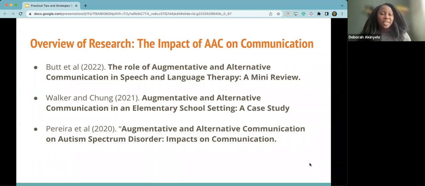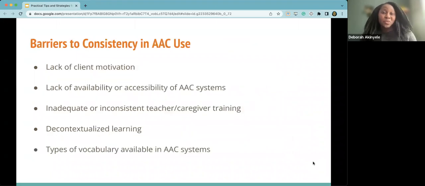And so one of the challenges that can be found when it comes to the research with AAC is that there's a lot of research that says it's good, that says it's beneficial, but there's not a lot of translation of that research into practice. And one of the reasons why that is just because there are so many barriers to being able to implement the use of AAC and to have it consistent.